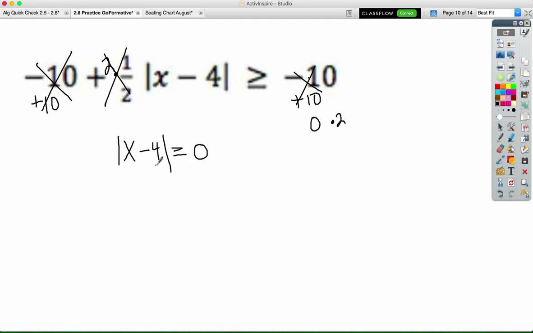Well, absolutely everything that I plug in here will be greater than or equal to 0. So therefore, this is going to be infinite solutions. If it had just been greater than 0, then we would have had to find out what number would make it equal to 0, and that would not be part of the answer.